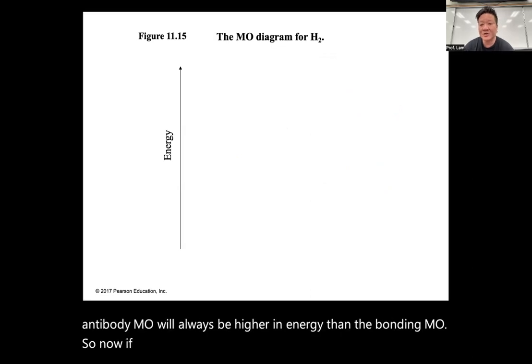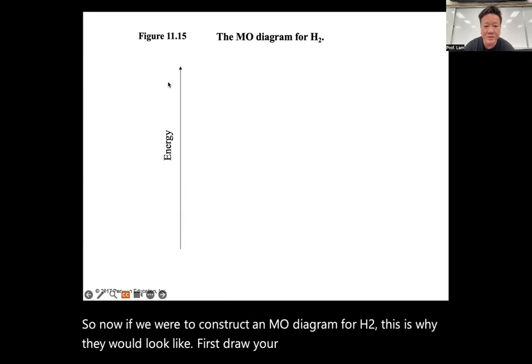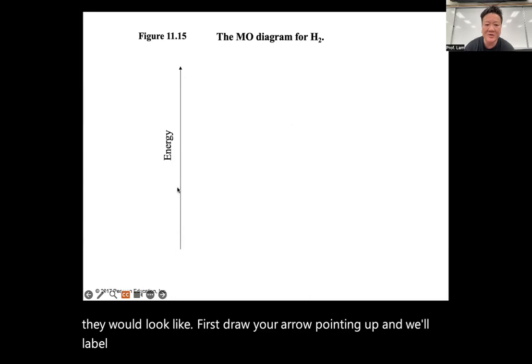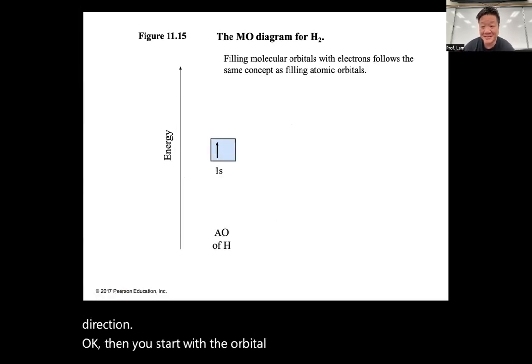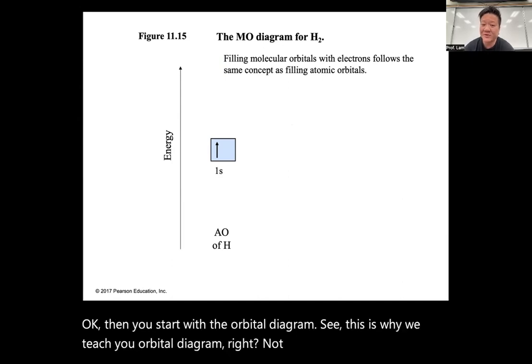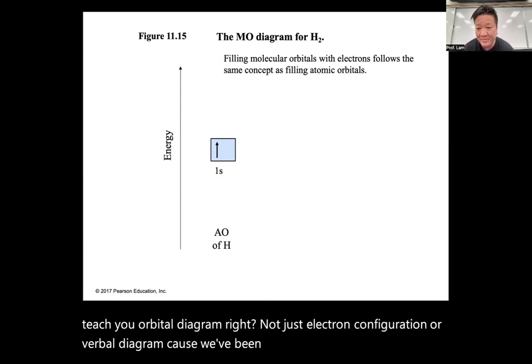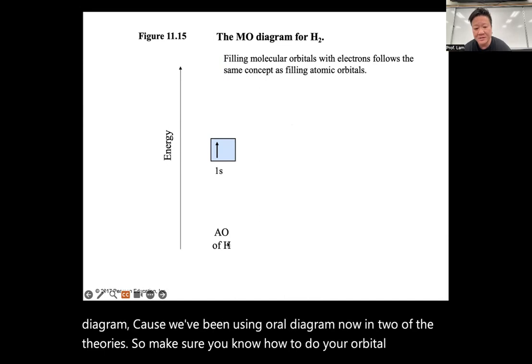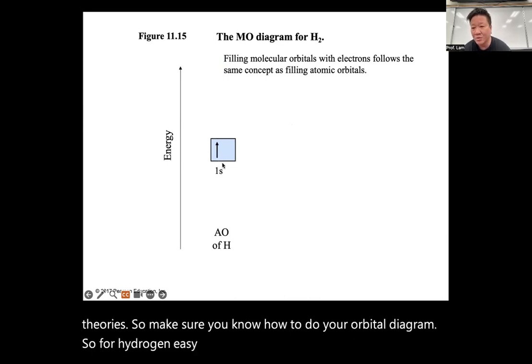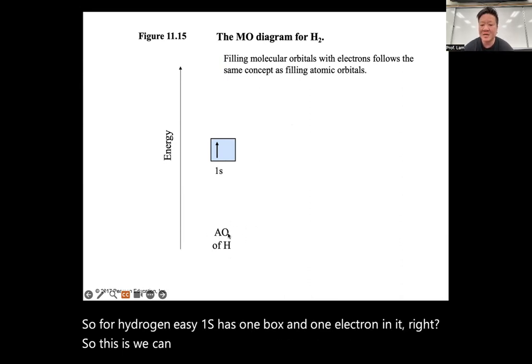So now if we were to construct an MO diagram for H2, this is what it would look like. First, draw your arrow pointing up and we'll label that energy, meaning energy is increasing in the up direction. Then you start with the orbital diagram. This is why we teach you orbital diagram, not just electron configuration, because we've been using orbital diagram now in two of the theories. So make sure you know how to do your orbital diagram. So for hydrogen, easy. 1s has one box and one electron in it. So this we can label as the atomic orbital, AO, of H.